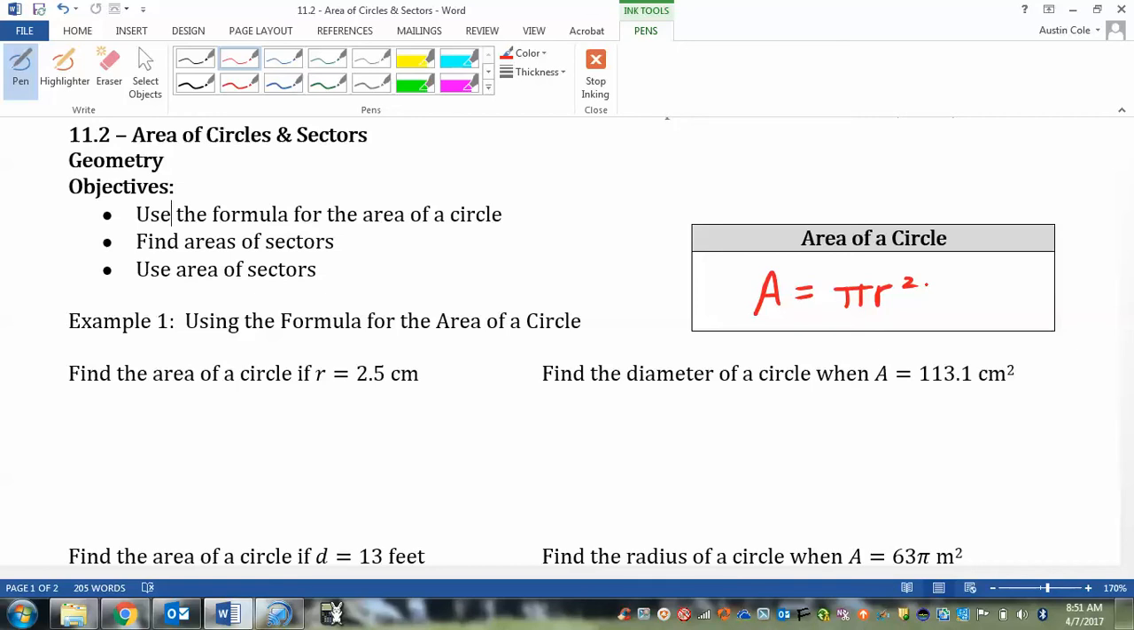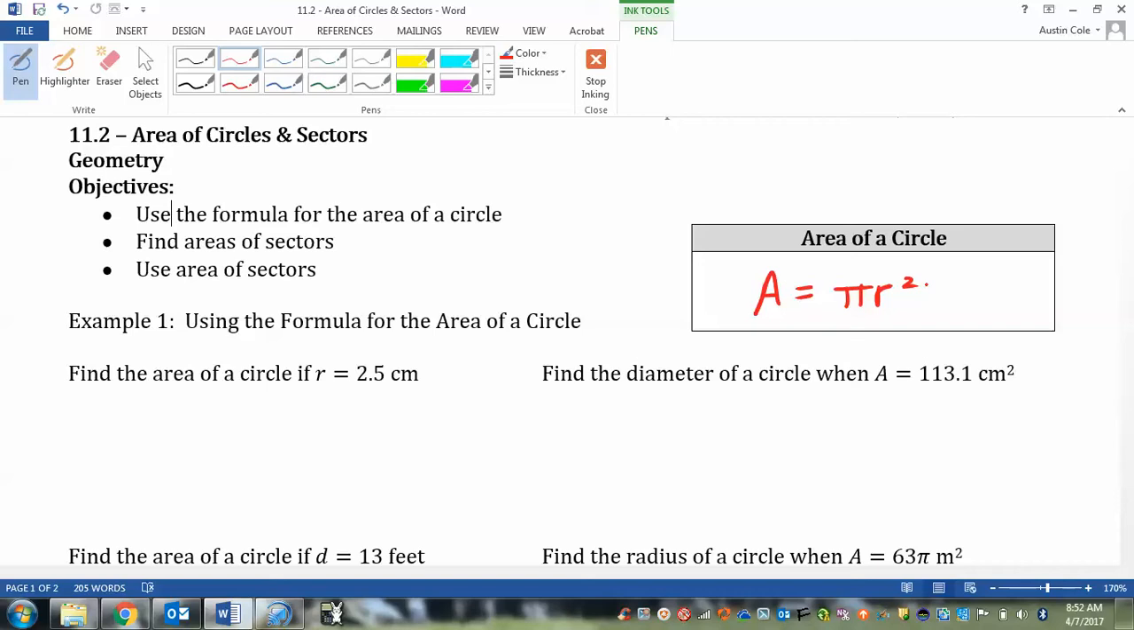Now, how do you differentiate between circumference and area as far as the formula is concerned? Well, when you find area, our units are always squared, aren't they? Square inches, square feet, square whatever. And so the formula for the area of a circle has a squared in it. That's how I make the connection. So again, like we did on the last lesson, we're going to use this formula, plug in what we know, and solve for what we don't.